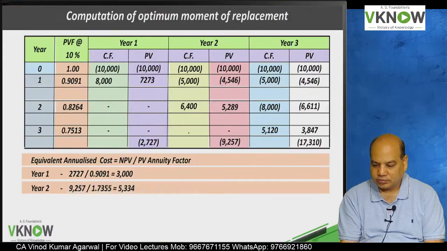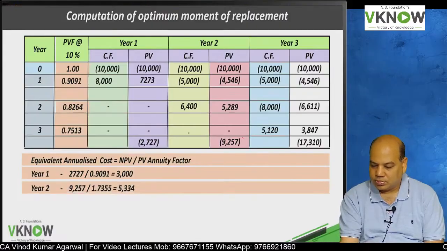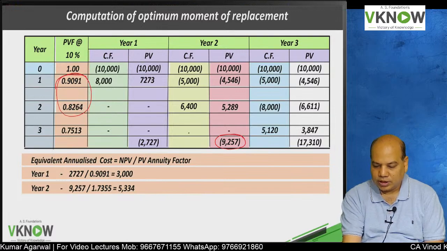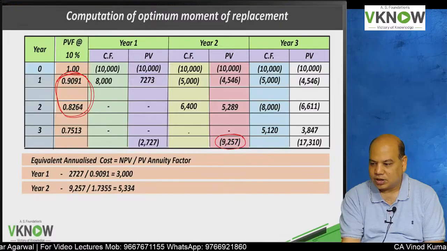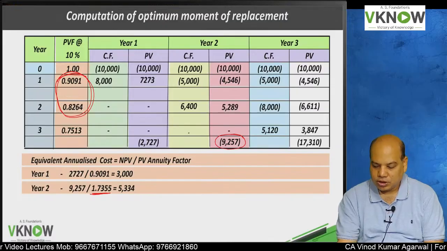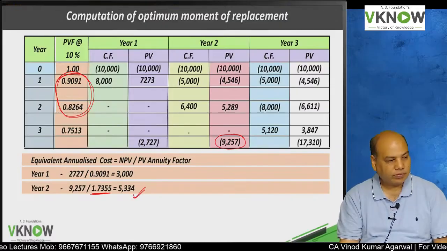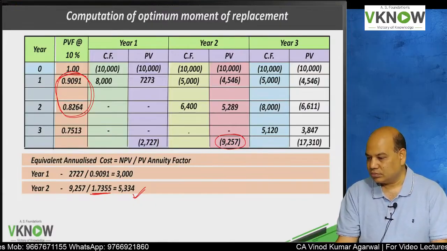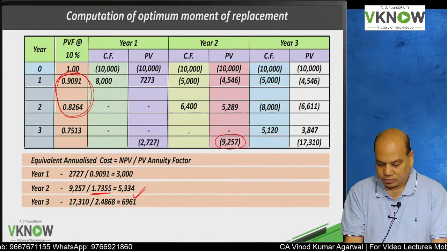Year 2, this is your NPV, and the factor will be, you add these two numbers, the first and second year factors. That is 1.7355. So the answer is 5334.